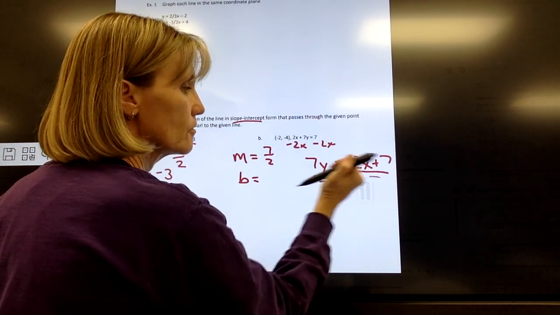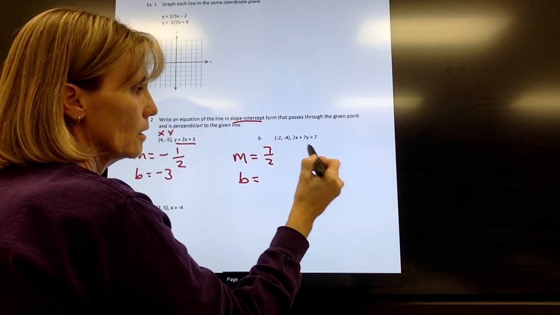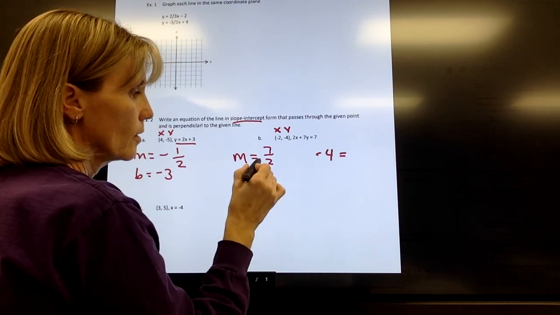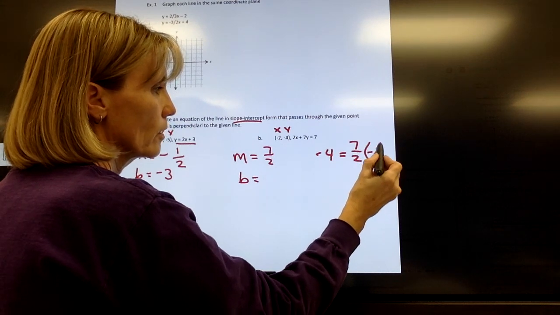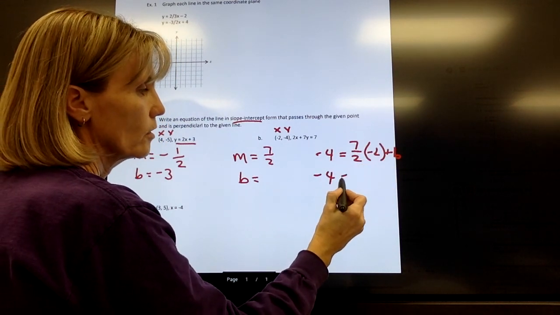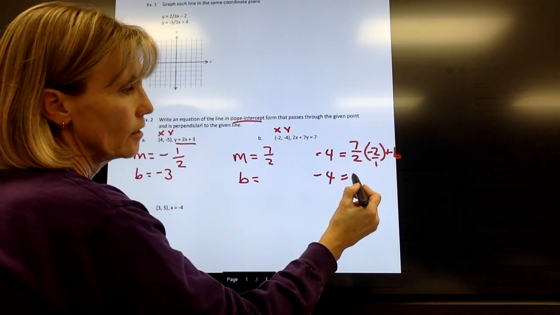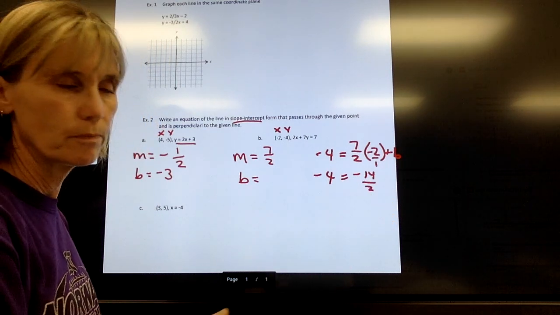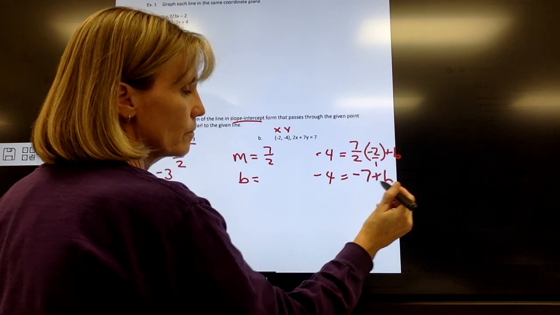Okay, I'm going to erase this so I can have some room to show. I'm going to say this is my x and this is my y. So negative 4 equals my slope times my x value plus b. Negative 4 equals, this is negative 2 over 1. Okay, I'm going to get negative 14 over 2. What is negative 14 divided by 2? Hopefully you said that's negative 7 plus b.